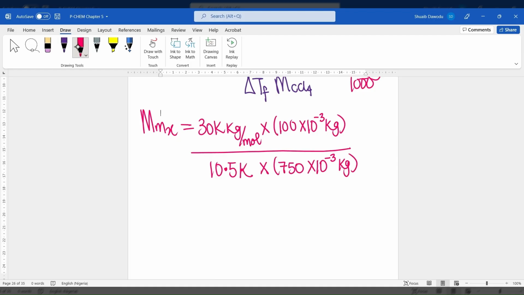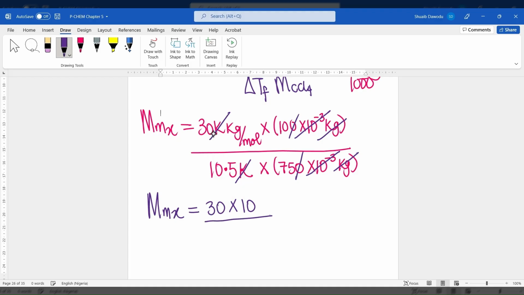So we have all that we need here to solve this question. Let's cancel out the kilograms, cancel out the 10 raised to the power of negative 3, and cancel out the Kelvin. What we end up with, the molar mass of X, would simply be 30 times 10 divided by 10.5 times 0.75, kilogram per mole. So that is basically how you solve this question.